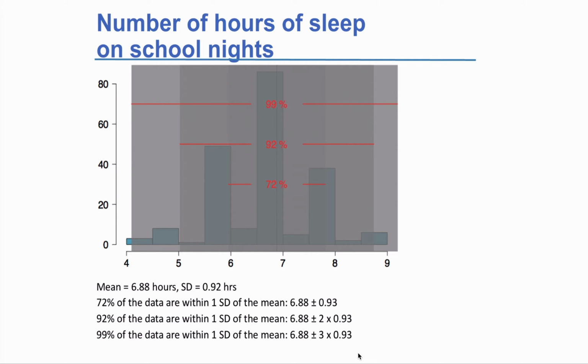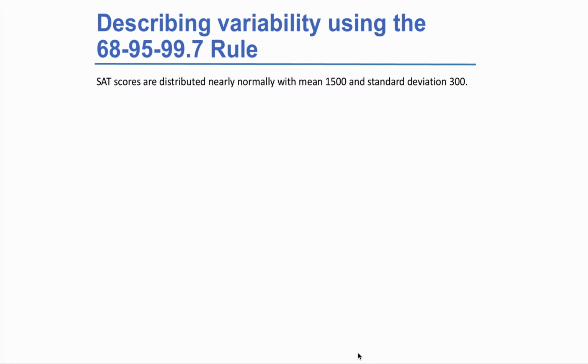And then within plus or minus 3 standard deviations of the mean would be 99% of your data. So compared to the empirical rule, 68, 95, 99.7, it's pretty close. You've got a little bit more within 1 standard deviation and a little bit less within 2 standard deviations. But, pretty close to normal.